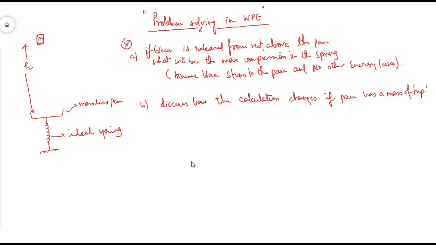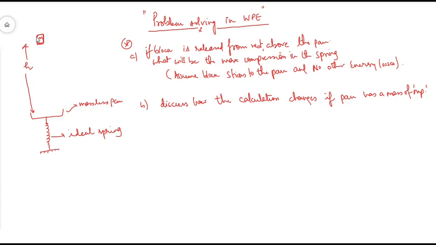Suppose you have a mass m at a height of h above a pan, and the pan is connected to an ideal spring, which in turn is connected to the ground. The pan is assumed to be massless, and the spring is also ideal. Initially there won't be any elongation or compression in this spring, so there is no deformation.